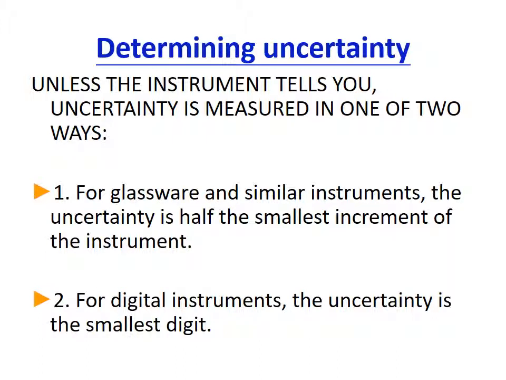Okay, so how do you determine uncertainty? Unless the instrument tells you, uncertainty is measured in one of two ways. The first way is for glassware and similar instruments: the uncertainty is half the smallest increment of the instrument. And for digital instruments, the uncertainty is the smallest digit.